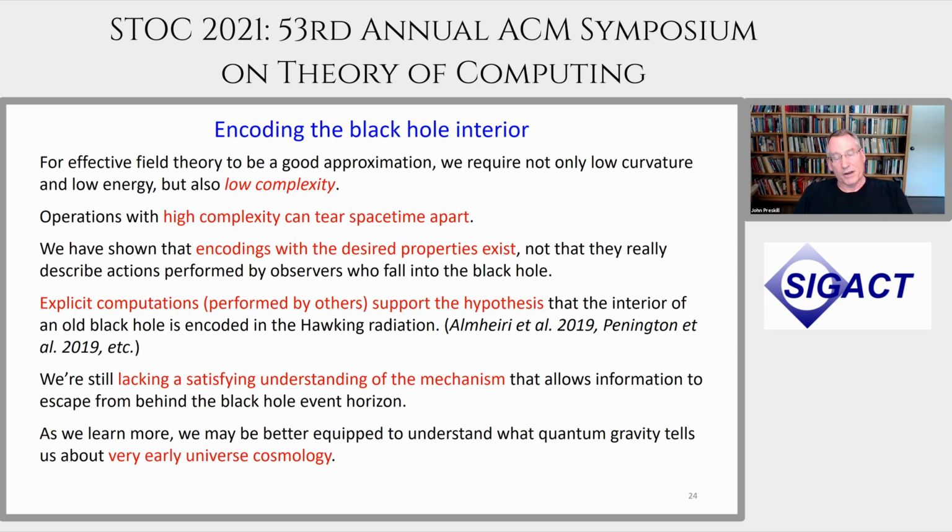So we're hoping that with further progress, we can get a deeper understanding of just how information can get out of a black hole. And as we learn more, hopefully, we'll have a good enough grasp of quantum gravity to be able to make sharper statements about what was happening in the early universe right after the Big Bang. So as I've emphasized, these recent insights have relied heavily on ideas from theoretical computer science. And I think that will continue to be true as we make progress in the future.